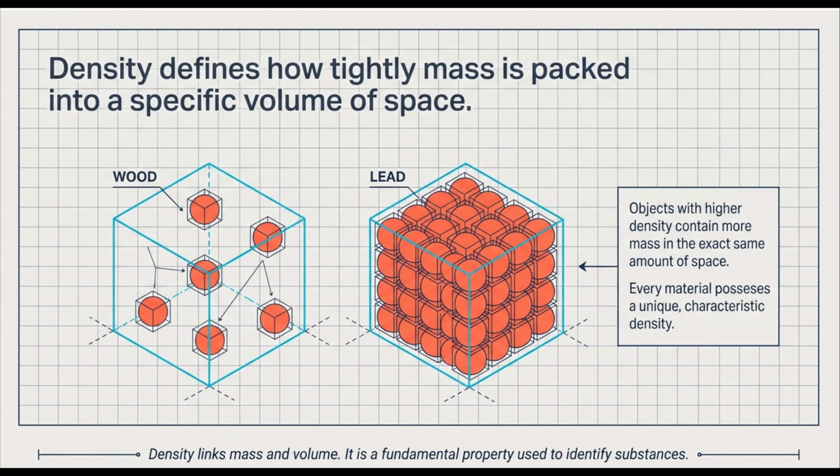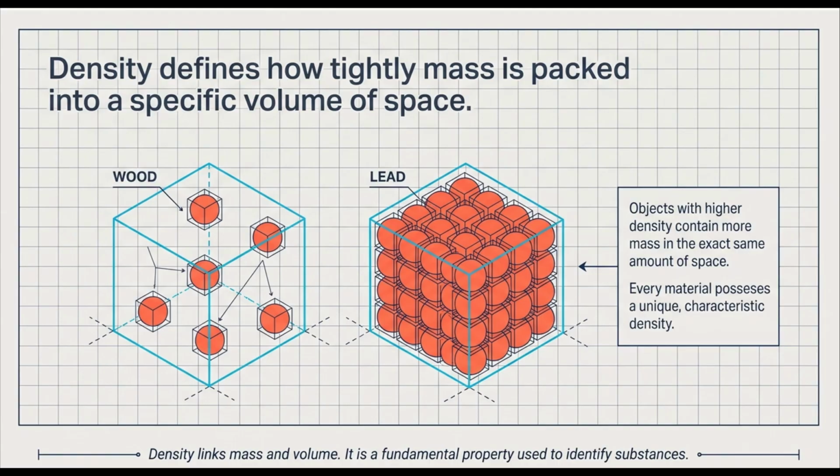So here you can see two materials, right? One is wood and another one is lead. Both of them are taken in the same size, right? So you can see how the particles are packed in the wood. There is some space in between. But what about lead? It's very closely, very tightly packed, right? So objects with a higher density contain more mass in the exact same amount of space. Every material possesses a unique characteristic called density. So that is what we mean by density.